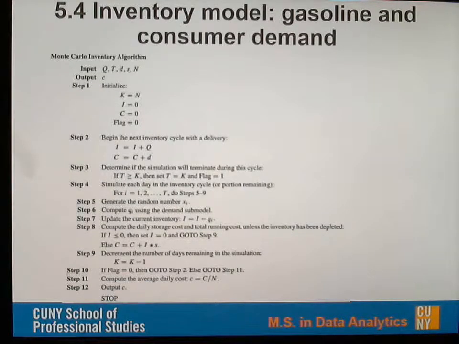Here is an example for the inventory model. As we can see here, we have an initialization, and then we look at the cost and the inventory. Here are the detailed steps on how to generate random numbers, how to update the current inventory, and how to go to step 2, go back, and back and forth. At the end, we can calculate the average daily cost.